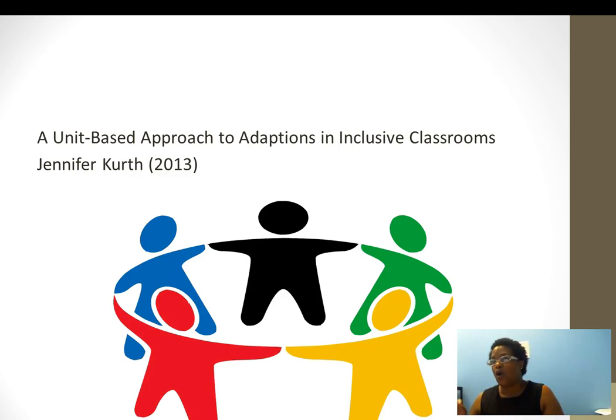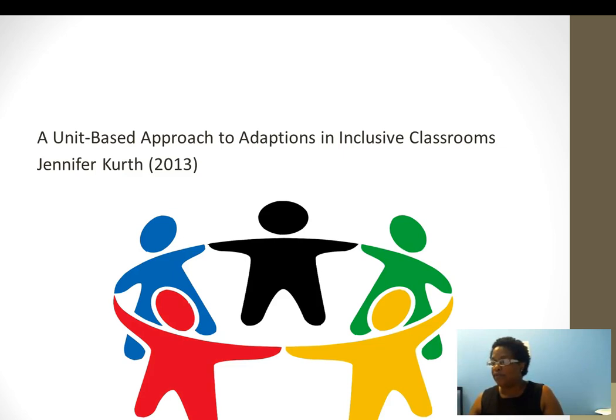So in a unit-based approach to adaptation in an inclusive classroom, Kurth and Keegan, actually Kurth alone at this point, is still looking at this whole phenomenon of how we make these adaptations and what we have learned. We see that even with all the information out there, we still have novice teachers who really don't know what they're doing. We have general ed teachers who are trying a little bit, but not focused on students with disabilities, and special education teachers who are doing it rather well.